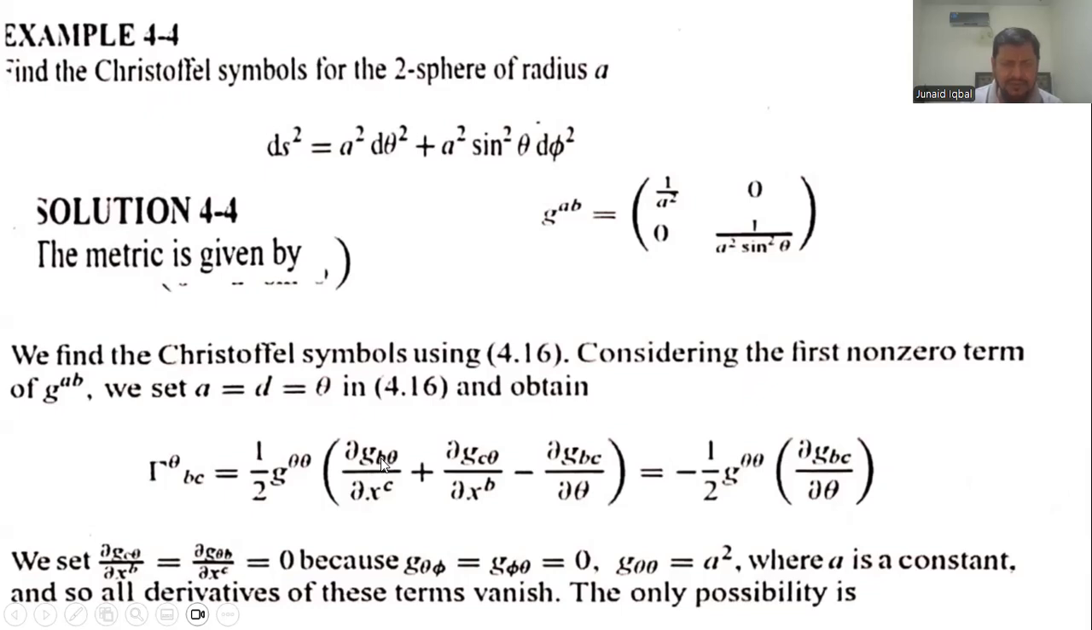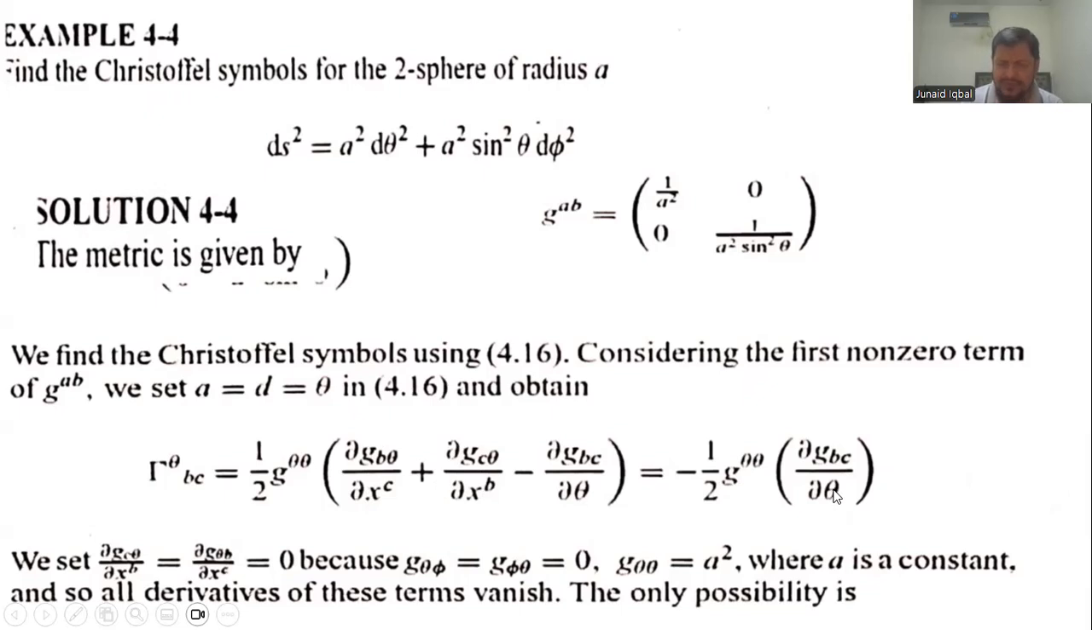B is theta, so G sub theta theta is a constant, therefore this term actually becomes 0. Similarly here, C must also be equal to theta, so it will also be 0. So therefore, the first two terms actually become 0, and we are left with this term: minus half G super theta partial derivative of G BC.